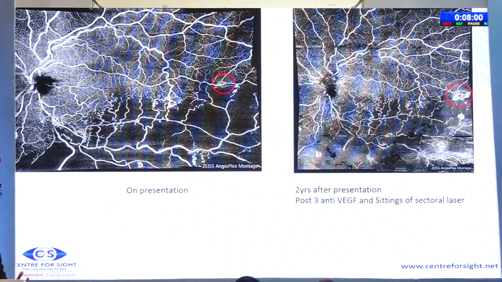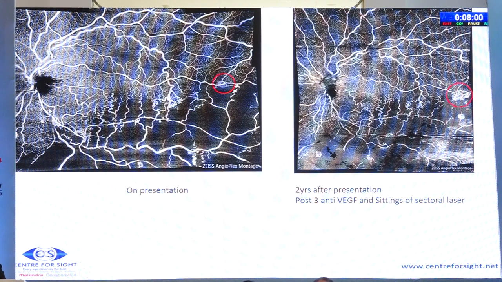She was advised to undergo anti-VEGF injections, and she did undergo multiple sittings of PRP. She came back to us after 2 years, and we repeated her OCTA. What we saw was that a small NVE patch has increased now, and there are areas of vitreous hemorrhage which has occurred here, and there are more patches of NVEs which are developing.